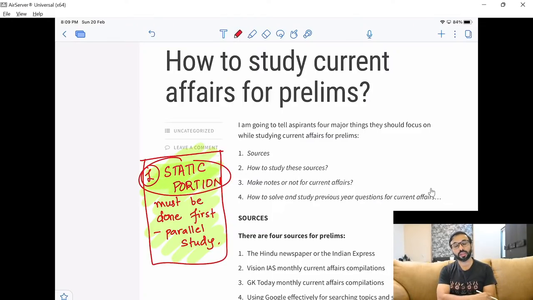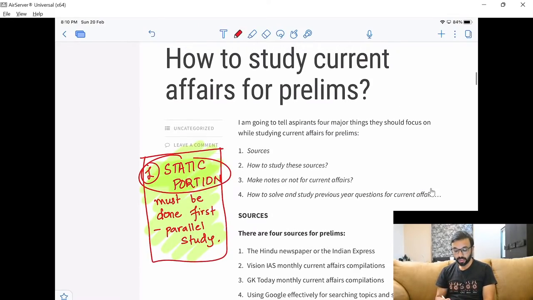One of my students was asking me, sir, I am not able to understand various terms in economics like inflation, interest rates, etc. The reason was that she had not studied economics from the NCERT, from the basic books that I recommend. So first study the static portion also, side by side. Don't jump into current affairs, because nothing will make sense to you.